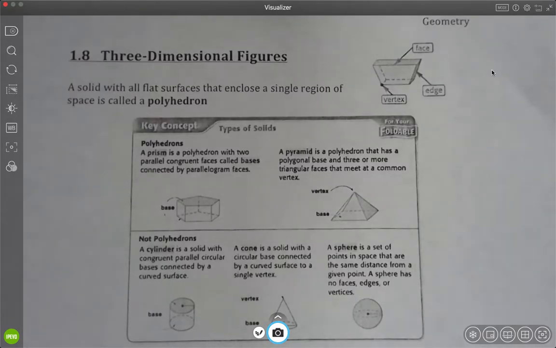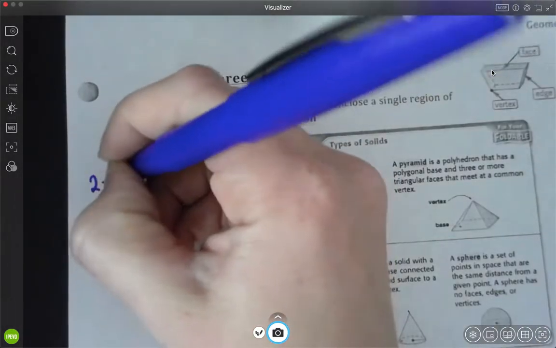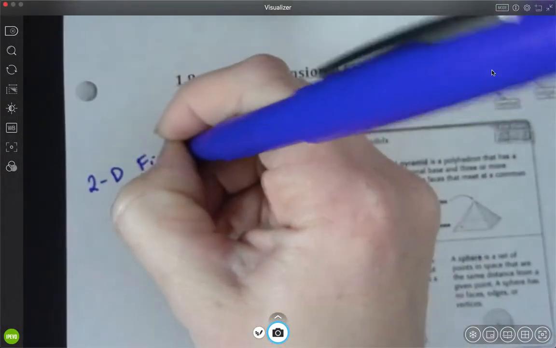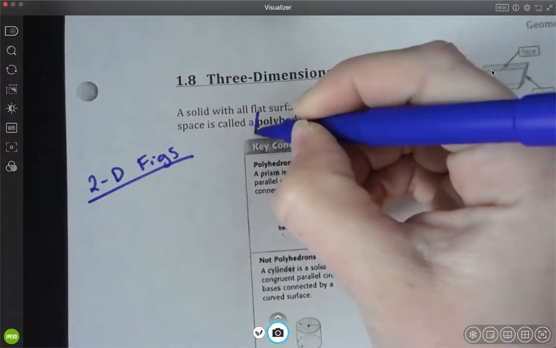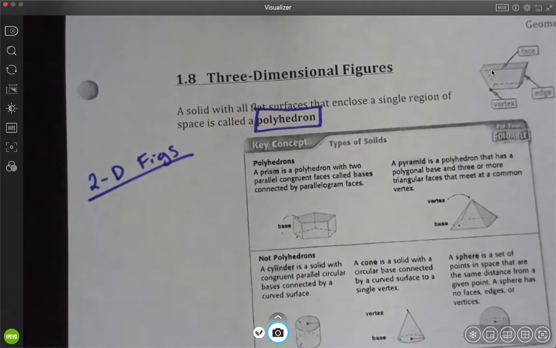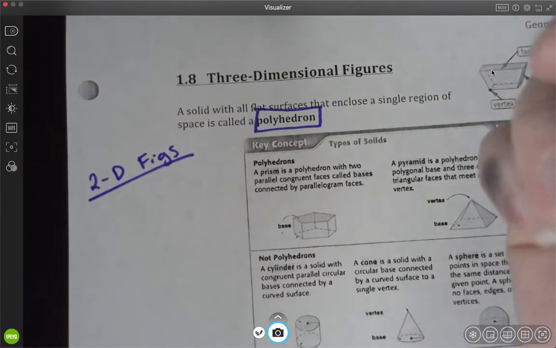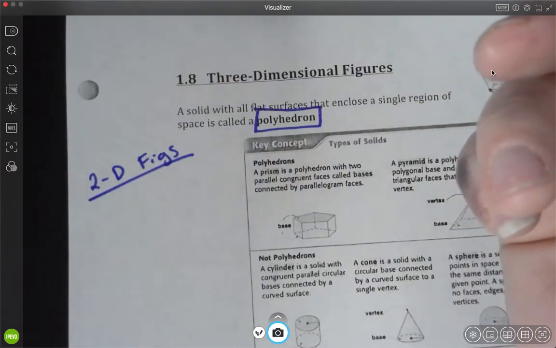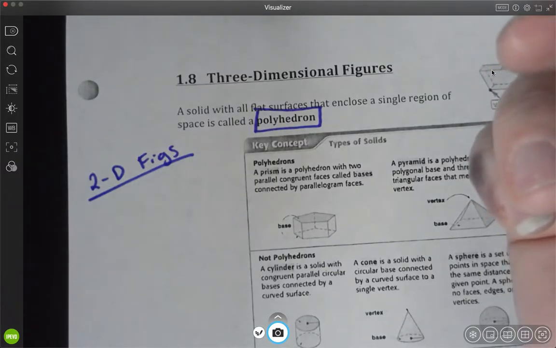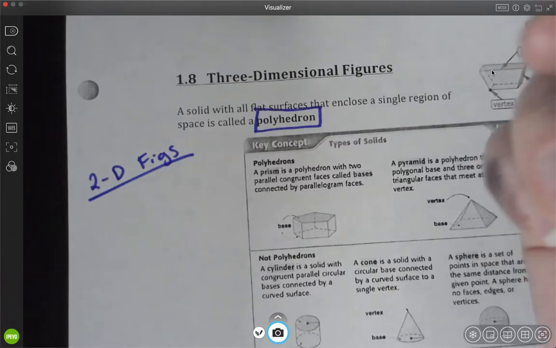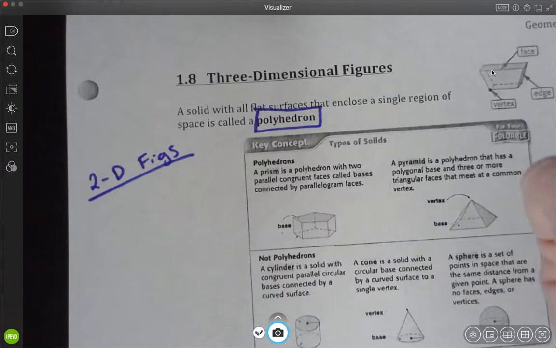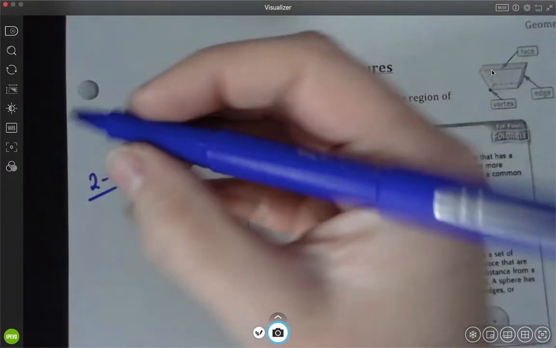The other day we did 2D figures, two-dimensional figures. 3-dimensional figures are called polyhedrons. You remember the other day when we had 2-dimensional figures, what those were called? 3D figures are polyhedrons. What's a 2D figure called? Polyhedron? Nope. Starts with the same word. What are 2-dimensional figures? Polygon.